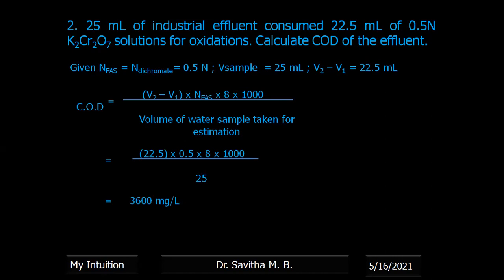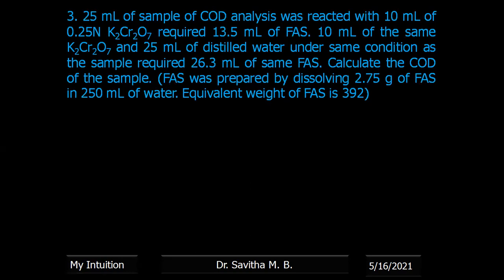Okay, so that was the second type of problem. Now the third type of problem. A 25 ml sample of COD analysis was reacted with 10 ml of 0.25 normal potassium dichromate. It requires 13.5 ml of FAS. 10 ml of the same potassium dichromate and 25 ml of distilled water under the same conditions as the sample required 26.3 ml of the same FAS. Calculate the COD of the sample.